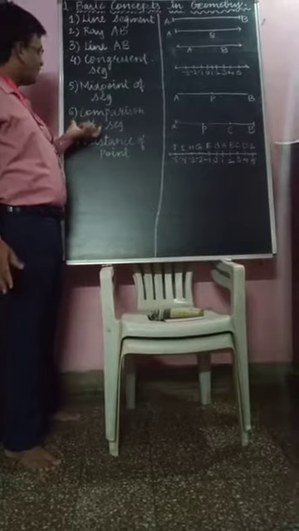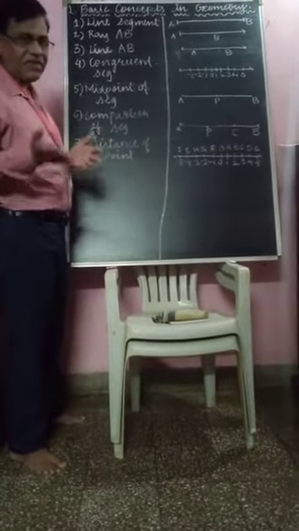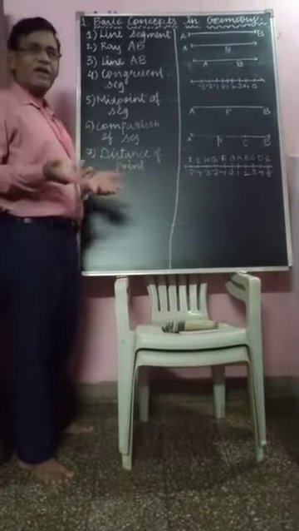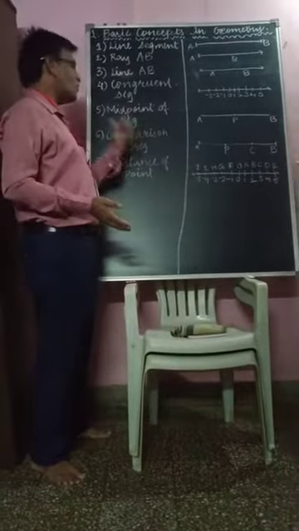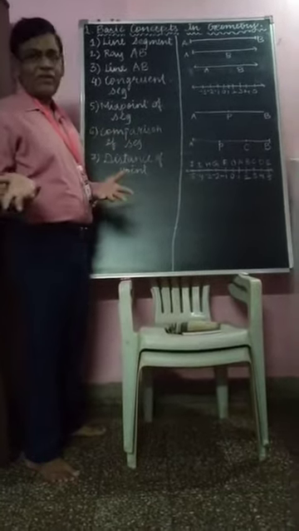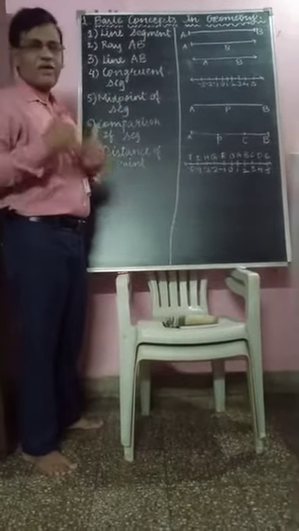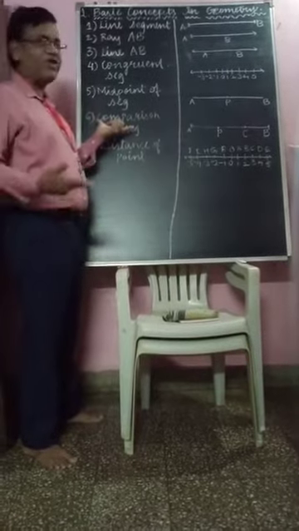Now the comparison of two segments means either they are equal, they are congruent, or they are not congruent. If the length is congruent or equal, then they are congruent. If the length is not equal, then they are not congruent. In this way you can compare which is the greater segment, which is the smaller segment, which segments are equal. In this way you can compare any two segments to each other.